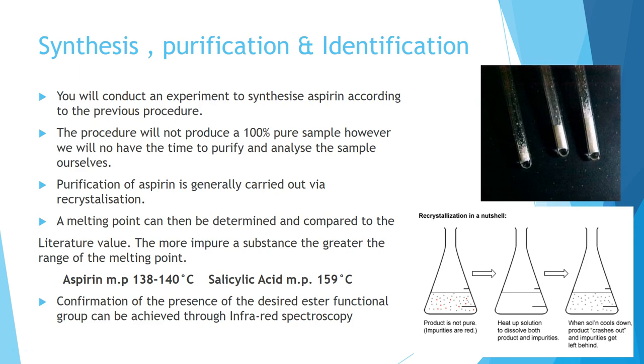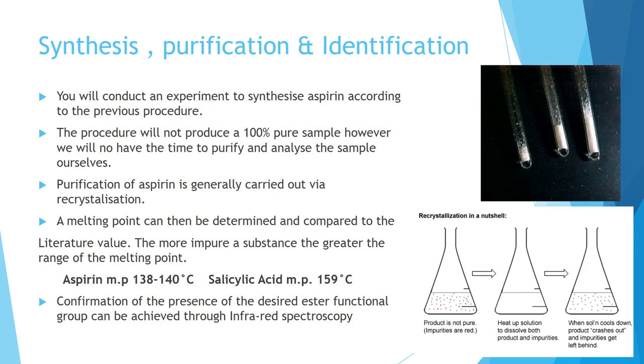So we will look at some ways that this can be purified in order to improve that purity, and ways that we can test the purity of the aspirin. The purification is generally done via recrystallization, and this is based on solubility. We will take our impure sample and dissolve it in a hot solvent, remembering that solubility increases with temperature for solids. That dissolves everything.